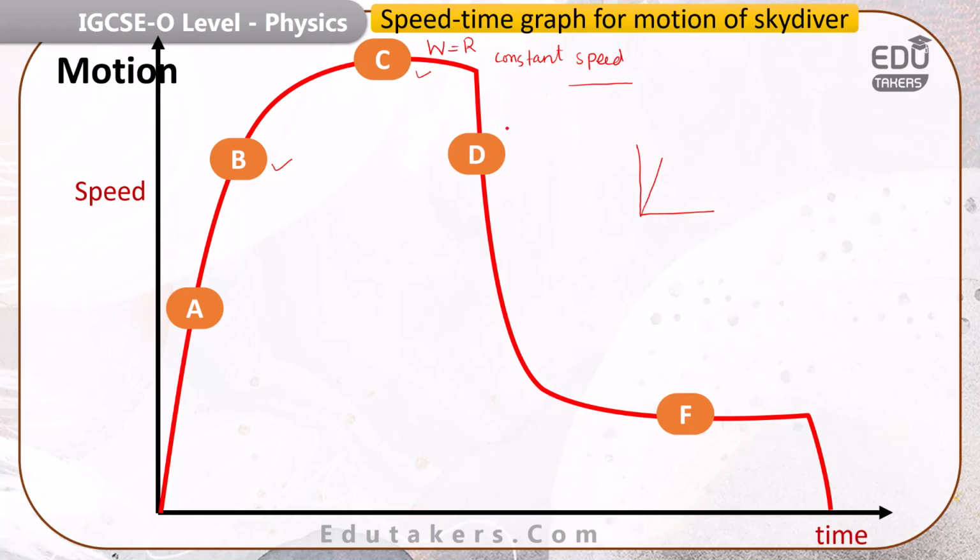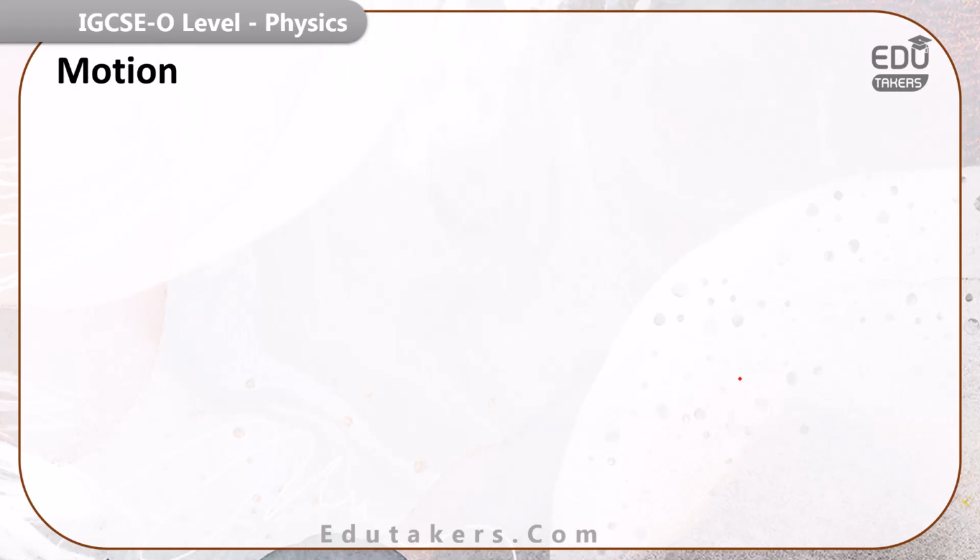After that, at the point D, as the skydiver opens the parachute, there is a large upward force which causes the person to decelerate, meaning the skydiver slows down. Eventually the forces are balanced out and the person reaches a new but slower constant speed, and this speed is known as the terminal speed, which is at the point F. It means that at the point F, this skydiver reaches the terminal velocity.